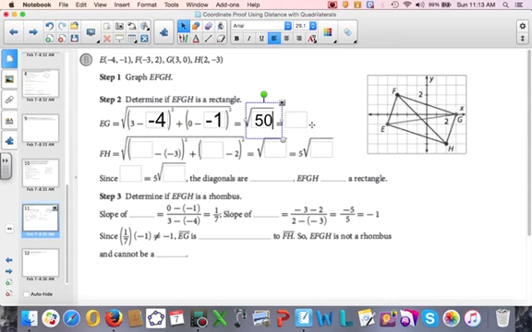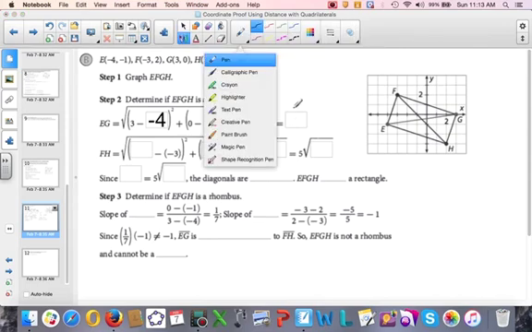And what they're wanting you to realize here is that this square root of 50 can be simplified. You should have done this in algebra last year. It has a perfect square factor. In other words, 50 is divisible by 25 in this instance. So I can break this square root of 50 down to be 5 radical 2.